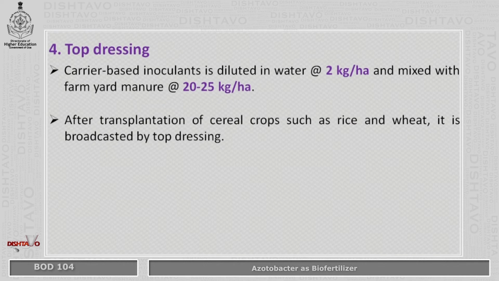Top dressing. Carrier-based inoculant is diluted in water at the rate of 2 kg per hectare and mixed with farmyard manure at 20 to 25 kg per hectare. After transplantation of cereal crops such as rice and wheat, it is broadcasted by top dressing.